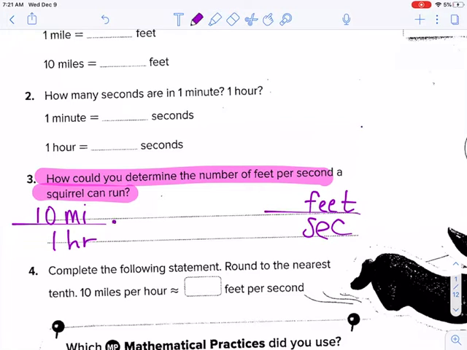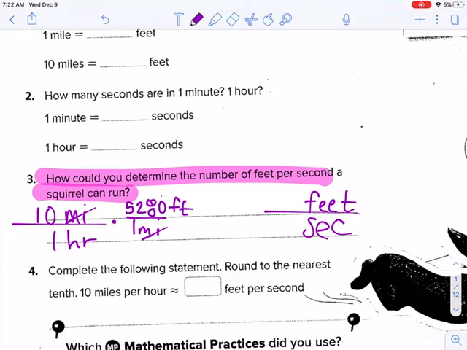And we know from that there's 5,280 feet in 1 mile. Now I put the 1 mile on the bottom so that it's diagonal to the 10 miles. That way our miles cancel out, just like cross reducing. We wanted to get rid of miles, so that's a good thing that they cancel out.